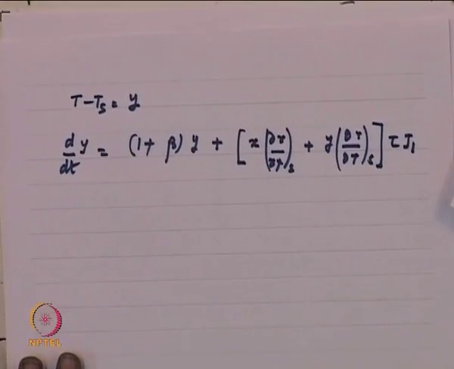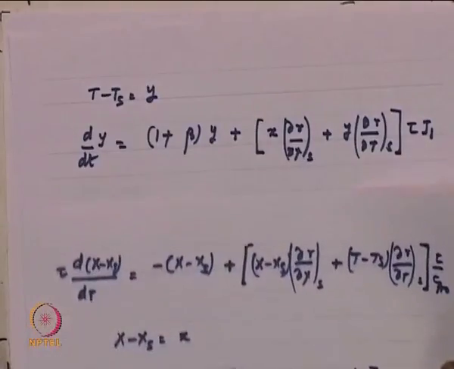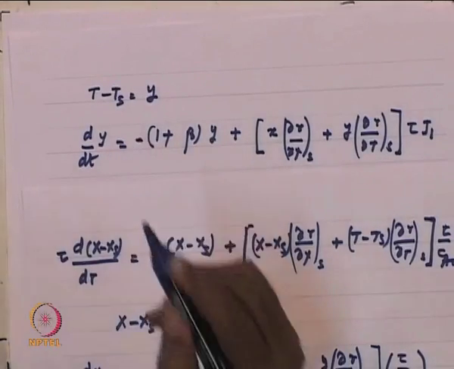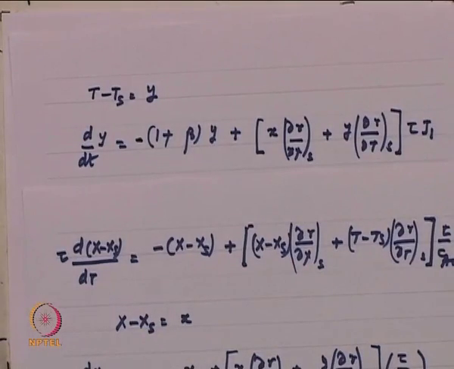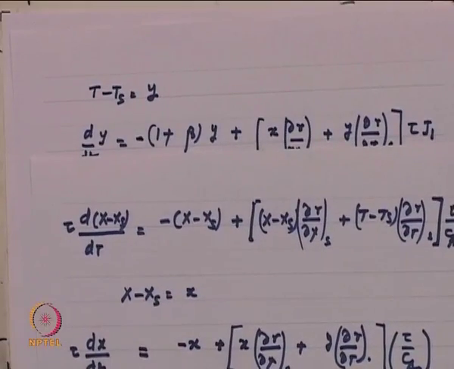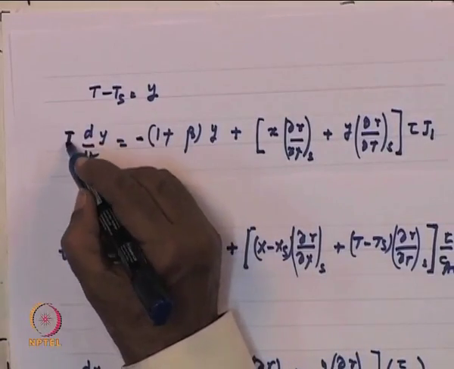So we have two equations now. We have the material balance equation giving tau dx dt equal to the right hand side, and the energy balance equation giving an equation of the form d by dt of y equal to 1 plus beta and so on, and this 1 plus beta must have a negative sign. I have forgotten the negative sign. All right. So we have these two equations, tau dx dt equal to this, and tau dy dt. Tau is missing here, tau also is missing here.